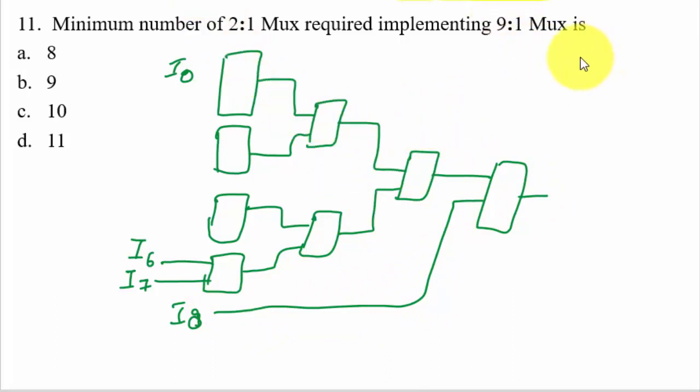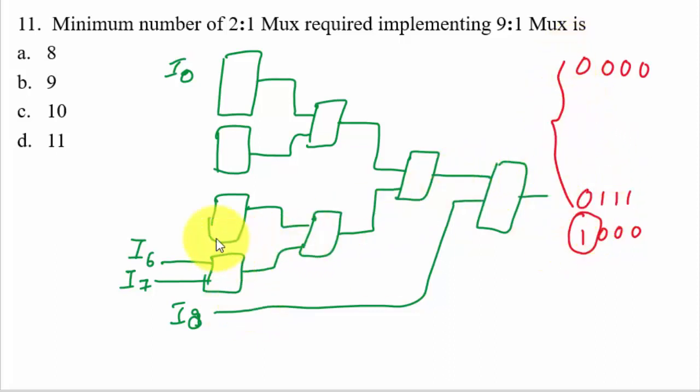If I am going for 8421 coding, 0 means it is 0000, 7 means it is 0111, 8 means it is 1000. Only the MSB bit, nothing but I8, is changing. So I8 I have connected at last. If the MSB bit equals 1, take the value that is I8. If the MSB bit equals 0, take this set of values. So this is why the minimum number of 2:1 multiplexers required to implement a 9:1 multiplexer is 8. Nothing but option A is going to follow.